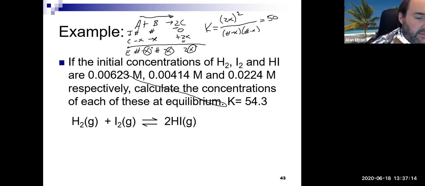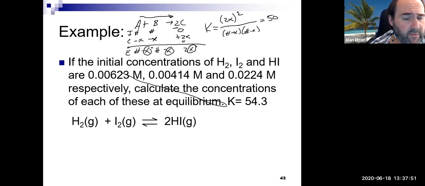Once we know the value of X, we can solve for the actual equilibrium concentrations of everybody, and then we would know what they would be at equilibrium. Since it really is just a math problem for the most part, the good thing is you can check yourself at the end. When you get all your values at equilibrium, you should be able to put them back into the equilibrium expression, and that should equal the value of the equilibrium constant that was given to you in the particular problem.